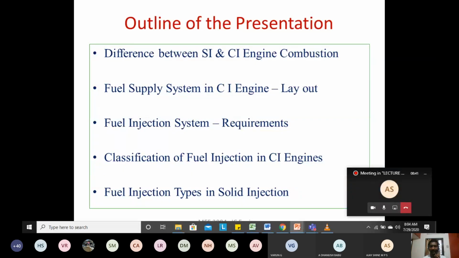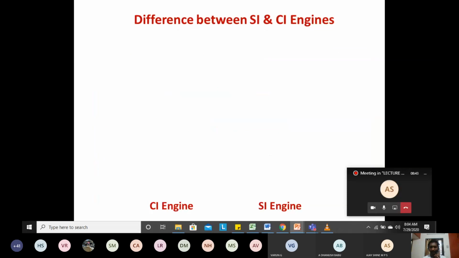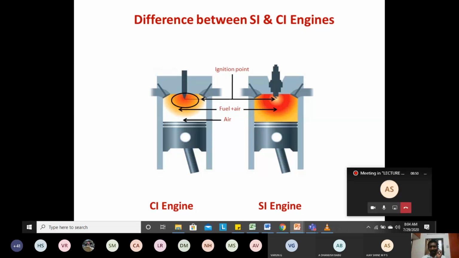So let us start with the difference between SI and CI engine combustion. If you see the diagram here, this is a SI engine, spark ignition engine, where let us consider the conventional method where the air fuel mixture will be mixed outside the engine cylinder, and the air fuel mixture is going to enter through the intake valve. In the case of a carbureted engine or a manifold fuel injection engine, the mixing of air and fuel will take place in the intake manifold, and the air fuel mixture enters into the engine cylinder during the suction stroke as the intake valve opens.